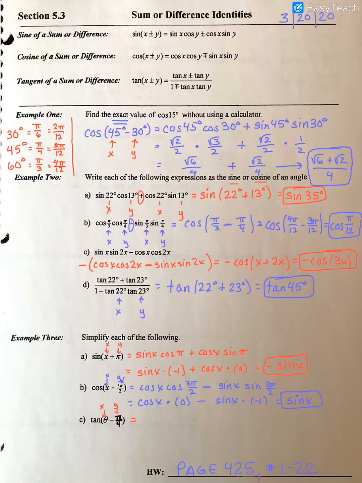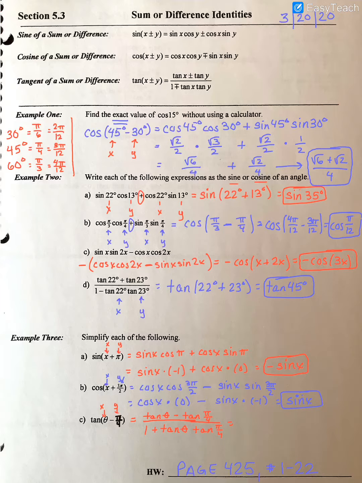Tangent says, first of all, I'm going to set up a fraction. On top, it's tangent x plus or minus tangent y. So mine is going to be tangent of theta plus or minus tangent of pi over 4. Plus or minus, which is it, guys? Notice, plus or minus stays plus or minus. So since this one was minus, it's going to be minus. The bottom is 1 minus plus, so that means I'm going to change my sign. It's going to be plus tangent x, tangent y. So tangent theta, tangent pi over 4.